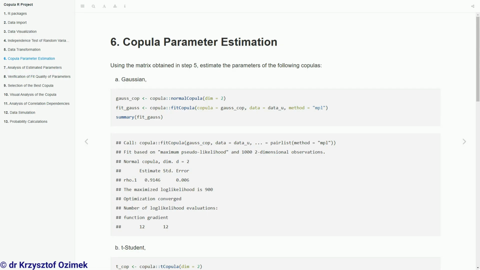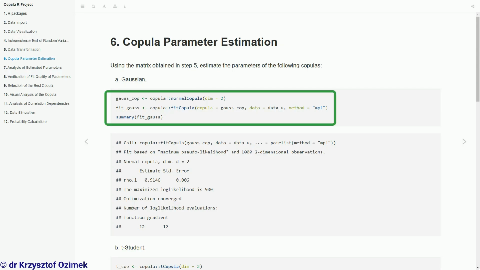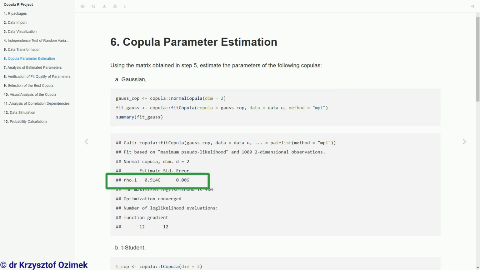Each of these copulas has specific properties describing the dependence between variables, allowing us to compare their fit to the data. We first estimate the Gaussian copula. For this, we use the normal copula function from the copula package to define the copula type and the fit copula function from the same package to estimate the parameters based on the input data. In this case, we model a two-dimensional copula. The estimated rho parameter indicates a high level of correlation between the variables.